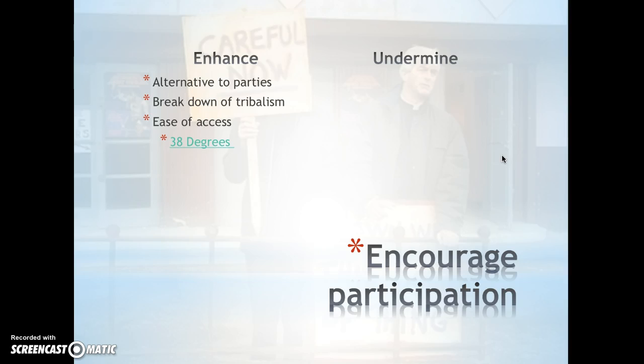It also is so much easier to access this. And one thing I should encourage you to look at here is a website called 38 Degrees. It's incredibly helpful, and you should find it very, very useful. Have a look at that website, 38 Degrees, and you'll see what I mean by making pressure groups easier. And this does encourage people to get engaged in politics. And of course, a democracy is predicated on engagement and participation.